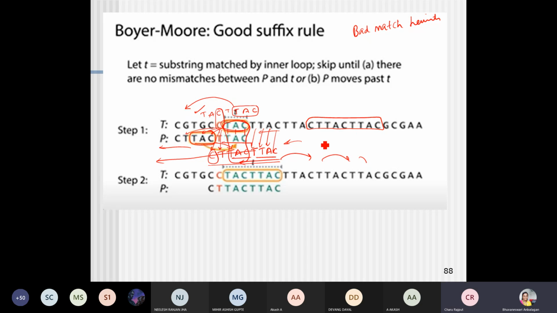Ma'am, at a time do we need to execute only one, the bad match heuristic or the good suffix, or can we combine both of them while approaching the problem? Both of the rules, the bad match heuristic and the good suffix heuristic, will run in parallel. Anyhow, both will find the matching pattern where it can be found. So whichever enables us to find the pattern faster, in a very fast way, you can find out the pattern. Okay, this is the idea behind that.